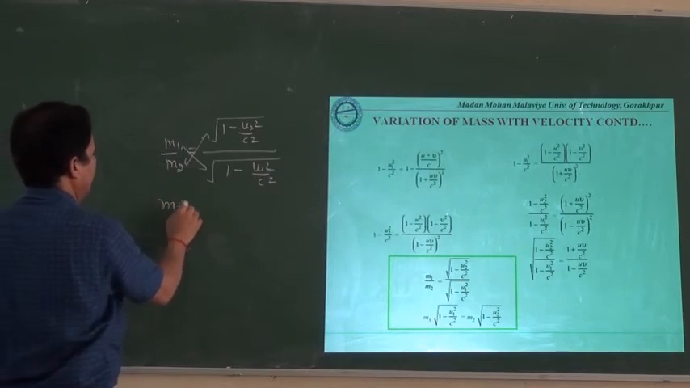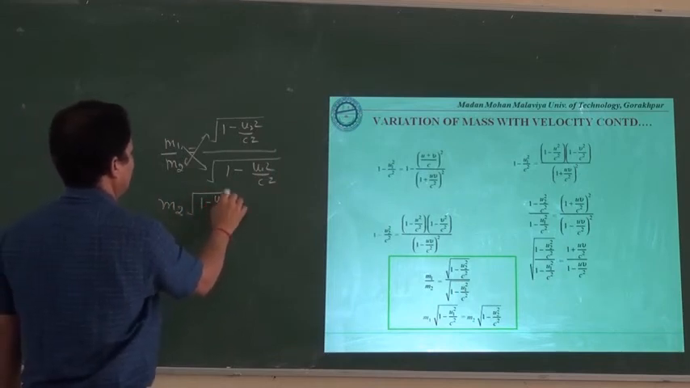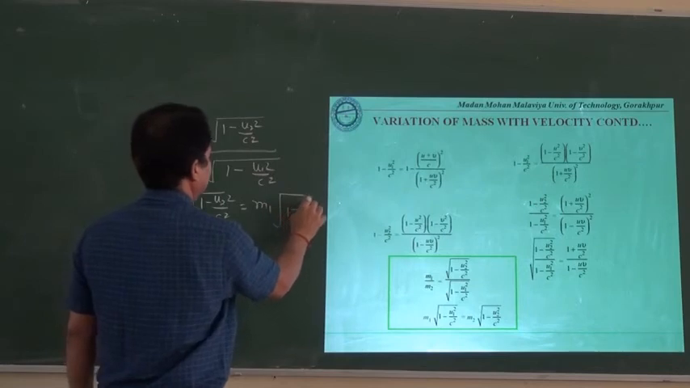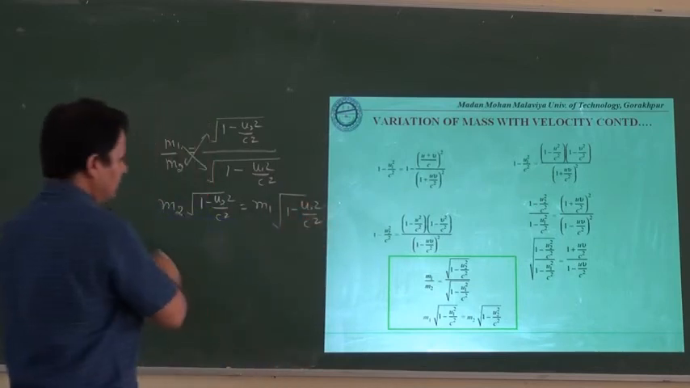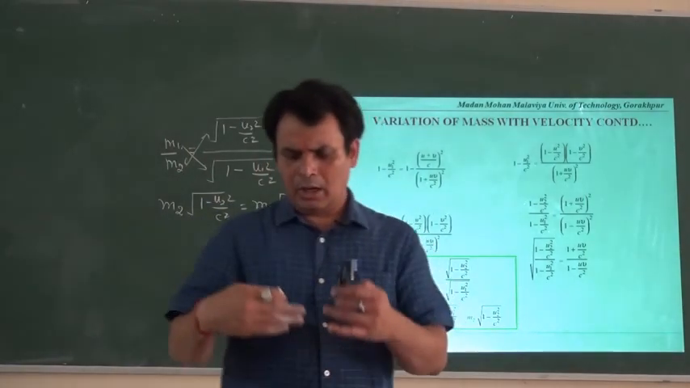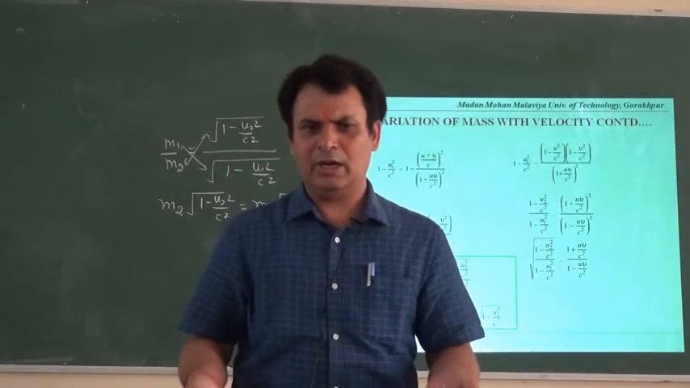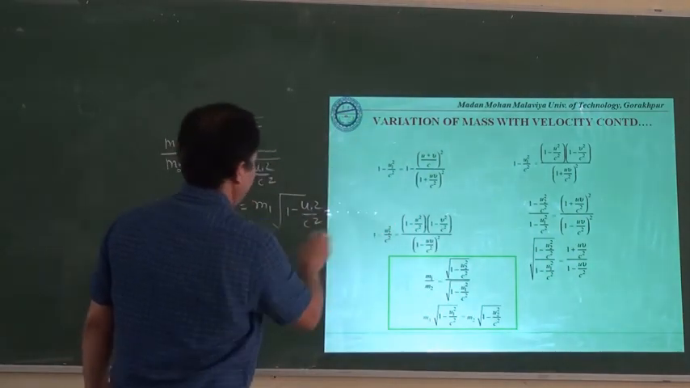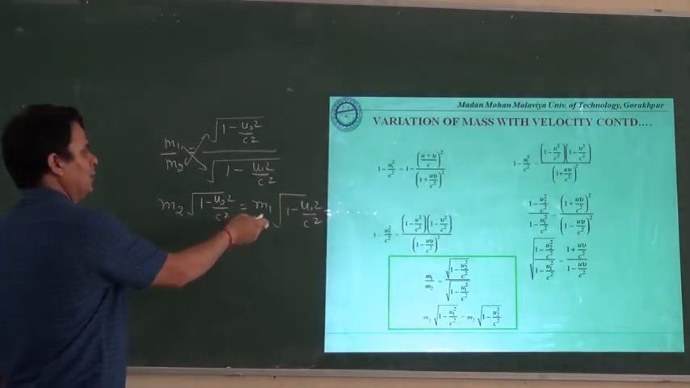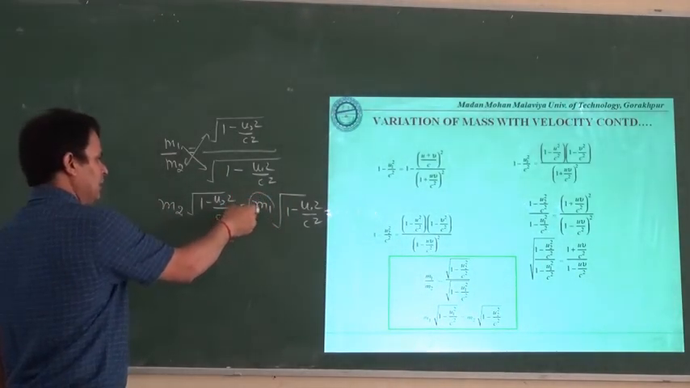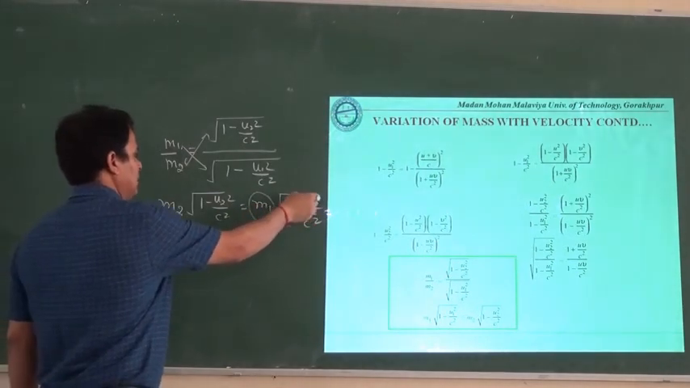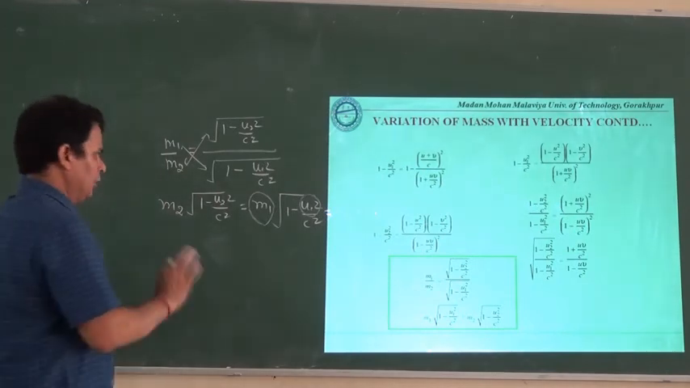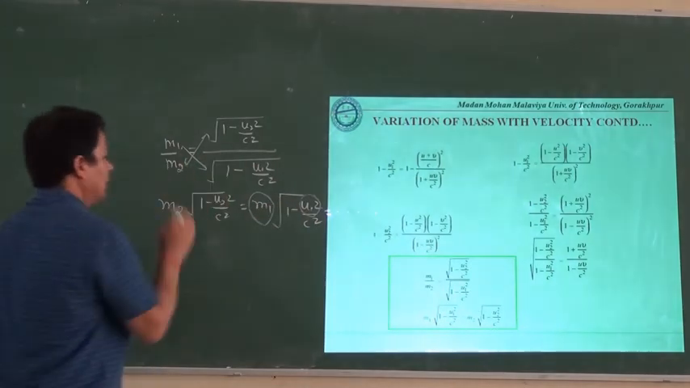Then we have m2 root 1 minus u2 square upon c square equal to m1 under root 1 minus u1 square upon c square, and similarly we will have the other components, u3 square upon c square, u4. Then that will be the constant. You may write this is equal to dot dot dot, and this will be a constant quantity. What you will observe here is that the variation in mass of a body will be commensurate with the velocity of that particular body, and that will always be equal to a constant quantity.